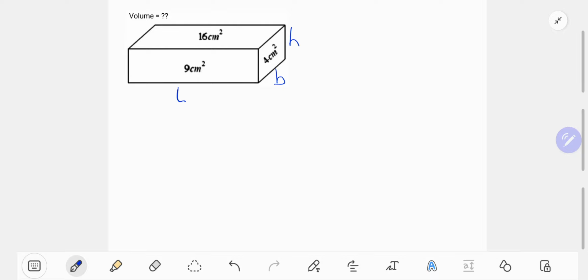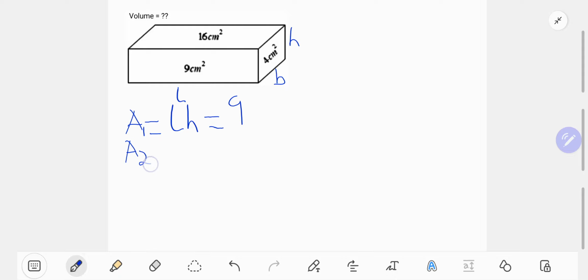Okay, now if we consider where the 9 cm squared is, that is this whole side. All right, we can write the formula for the area to be the length over here times this side, which is the height. Now we've been given that as 9 cm squared, so we just write LH equals 9. Now we're going to label this as A1.